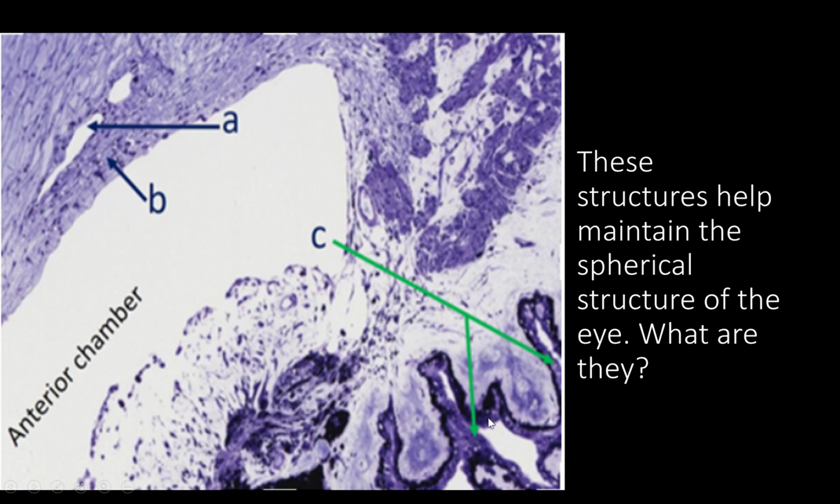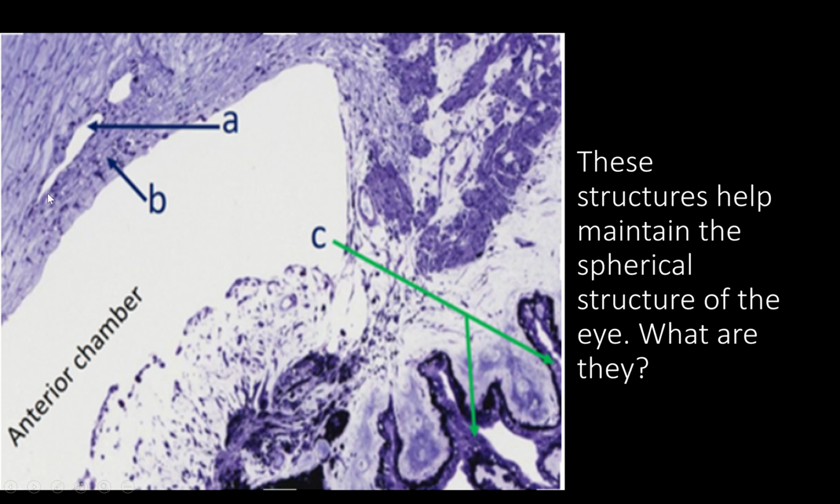Okay, so we're back in the eye again, hopefully you realize. These structures help maintain the spherical structure of the eye. What are they? Notice, hint, hint, we've got these arrows already in here. I didn't put those in here, so maybe I took this directly from a question, and I'm trying to help you guys out. So let's see what we're pointing to.